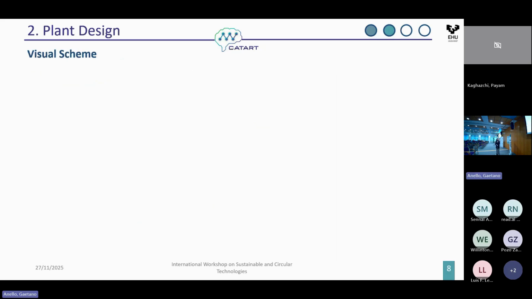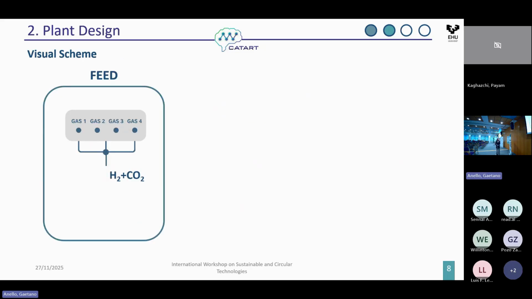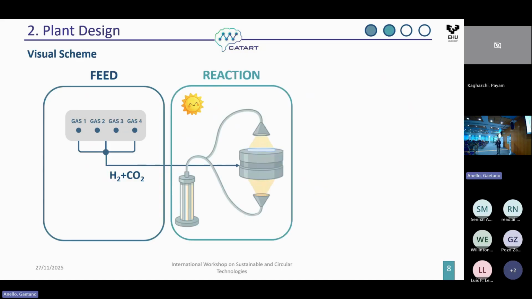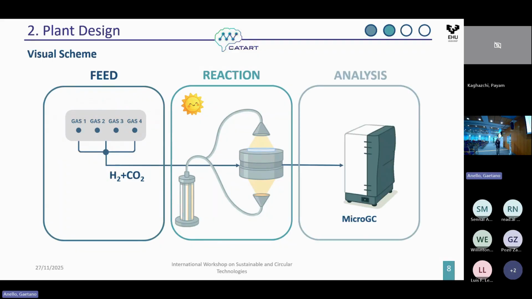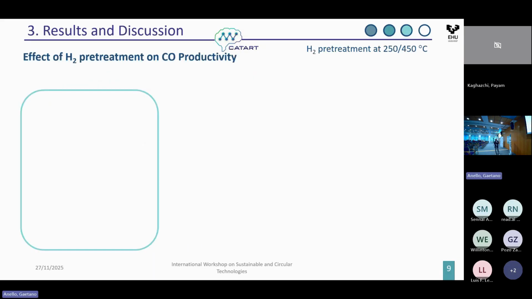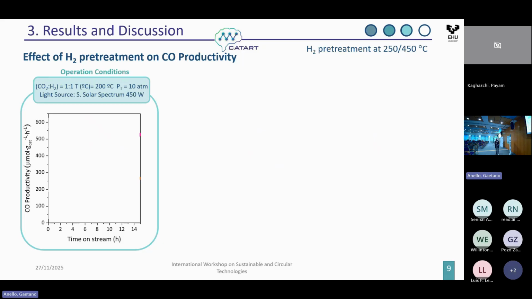So, what is the design of our reactor? We have a feed with hydrogen and CO2, where it gets mixed and later goes to our reactor. In this case, our reactor is able to hold temperature and pressure. We also work with a xenon lamp that simulates the solar spectrum. We work in a continuous way and we analyze everything with a microscope. So, how is the hydrogen pretreatment affecting our catalyst on CO productivity?